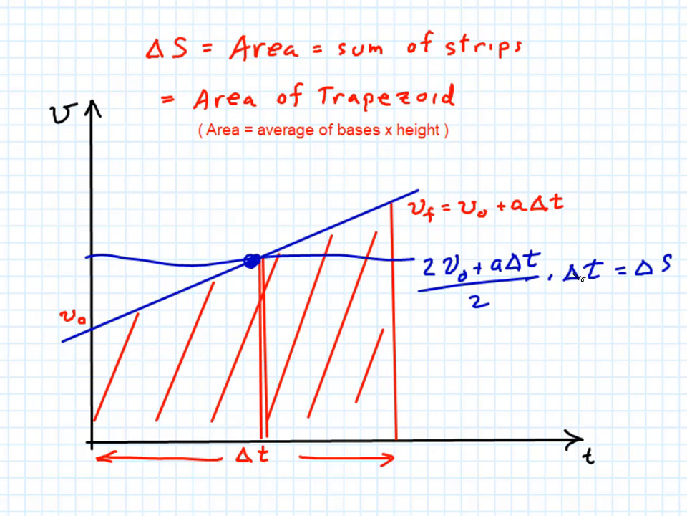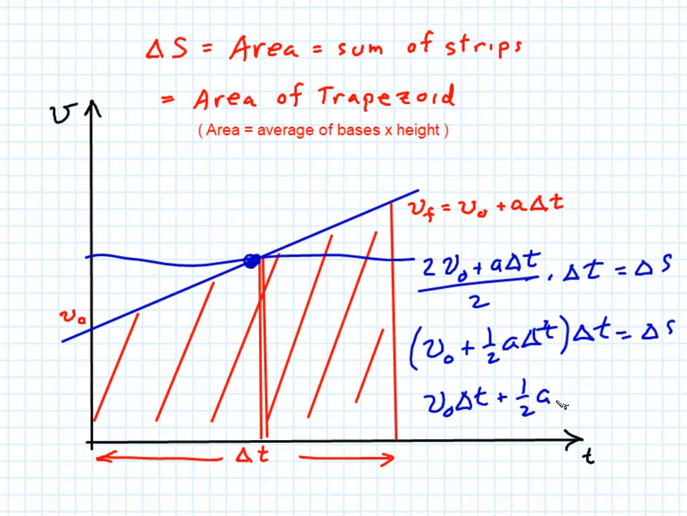Okay, let's simplify this a bit. Divide both of these terms by 2. I get v0 plus 1/2 a delta t. All of that is times delta t. If I multiply in the delta t, I have v0 delta t plus 1/2 a delta t squared, and that gives us delta S.